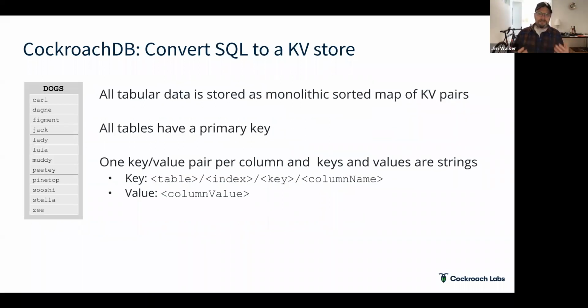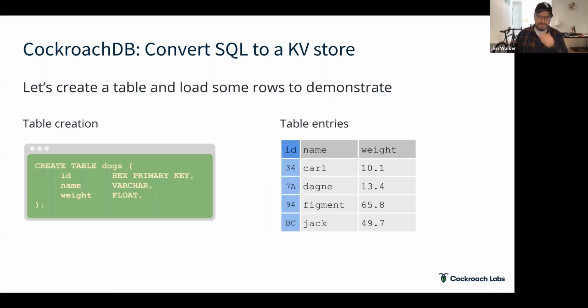All tabular data here is just sorted, and all tables have a primary key. The primary key on the table is the trick to actually understanding Cockroach. Right here, this ordered set of keys is just names, but underneath the covers, what we're encoding in the key is the table, what the index is, the key itself, and then typically a column name. And then the value is basically the value of that column name. We're able to order all these things and do some really cool things. Let me show you how that works.